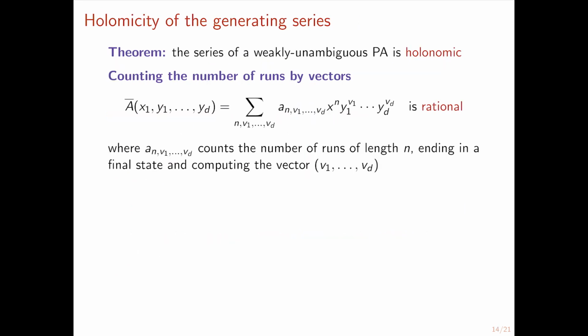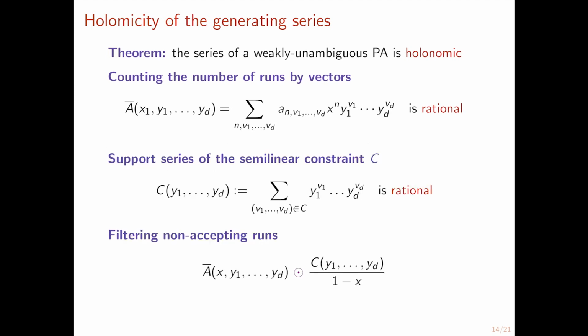Now we have all the tools to prove that the generating series of a weakly-unambiguous Parikh automaton is holonomic. Let's forget about the semilinear constraints for one moment, and introduce the multivariate generating series of the runs of the automaton, where we count the runs of the automaton from an initial state to a final state, sorted by length n and by their labeling vector (v1, ..., vd). This generating series is rational by a direct translation from the automaton. As we already said, the support series of the semilinear set is also rational.